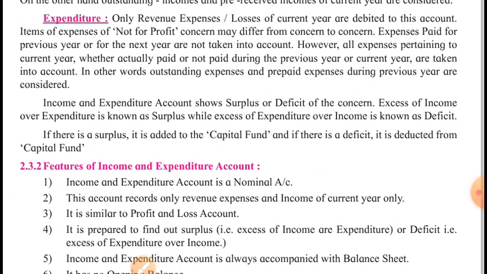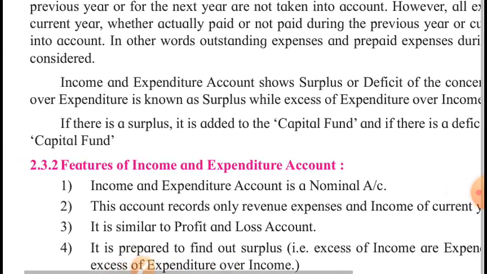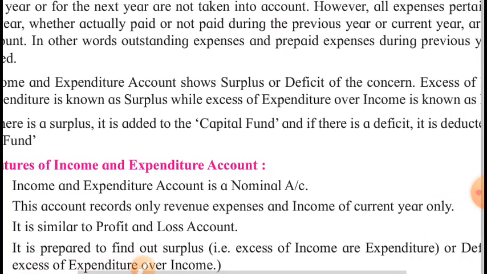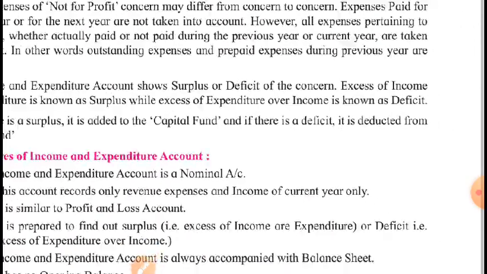Income and expenditure account shows the surplus or deficit of the concern. Obviously, as the profit and loss account shows net profit or net loss, the income and expenditure account shows at the end of this account what? Surplus or deficit. Excess of income over expenditure is known as surplus, meaning the credit balance of this account is surplus, while excess of expenditure over income is called deficit, meaning the debit balance of this account is called deficit.